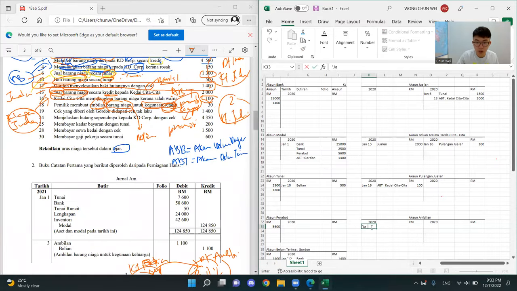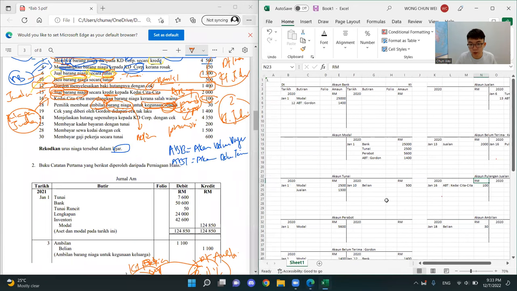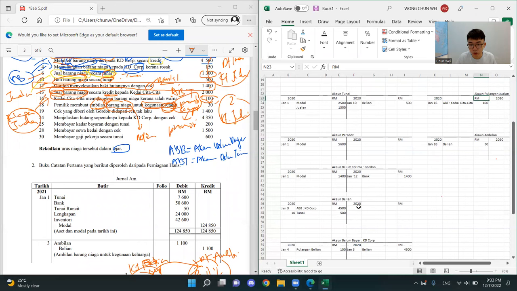What's the date? January 18. From your belian. 30 ringgit. So I already debit my ambilan. I need to credit my belian. I remember I already opened an account belian. So now I need to go and credit it. January 18th, here you send to your ambilan. 30. Done.